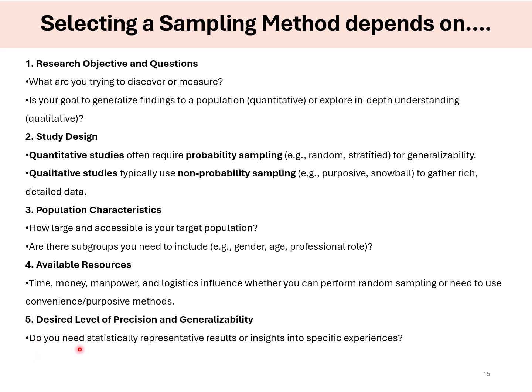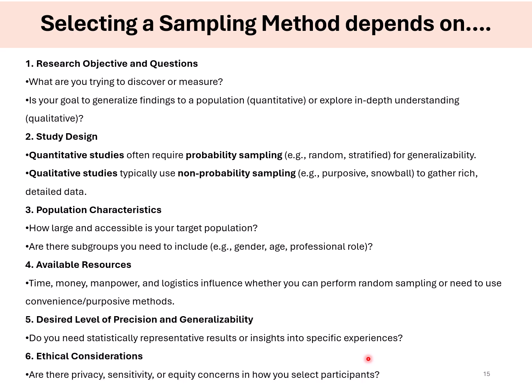Number 5, desired level of precision and generalizability. Do you need statistically representative results or insight into specific experiences? If yes, go for probability sampling. If you don't need a representative result, and you don't need to generalize your findings, you can go for non-probability sampling. Number 6, ethical consideration.